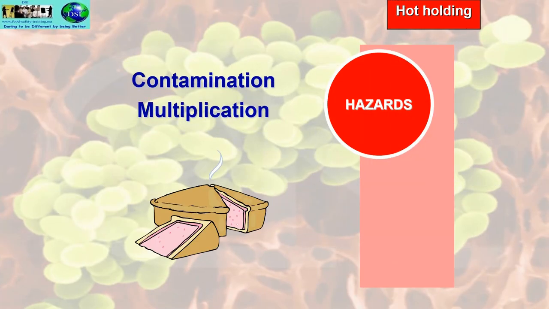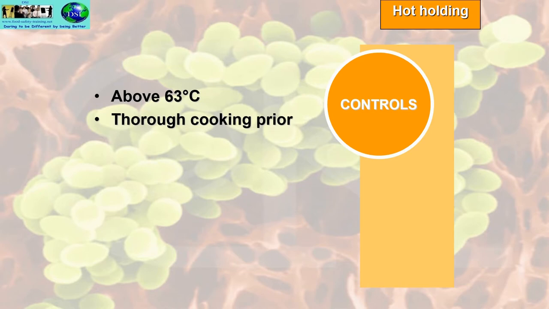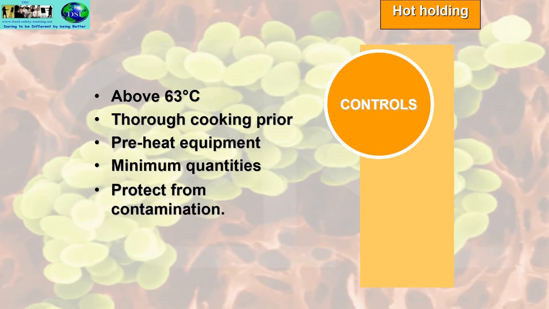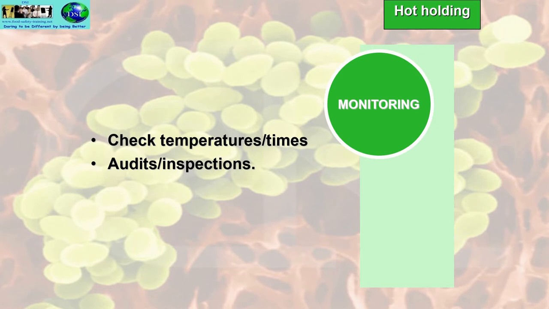Hot holding, we can get contamination and multiplication. So the controls: the food must be held above 63 degrees C. That is a legal temperature. There must be thorough cooking prior to holding it at that temperature. You need to preheat equipment, use minimum quantities, and protect from contamination. Monitoring: check temperatures and times, and, you guessed it, audits and inspections.